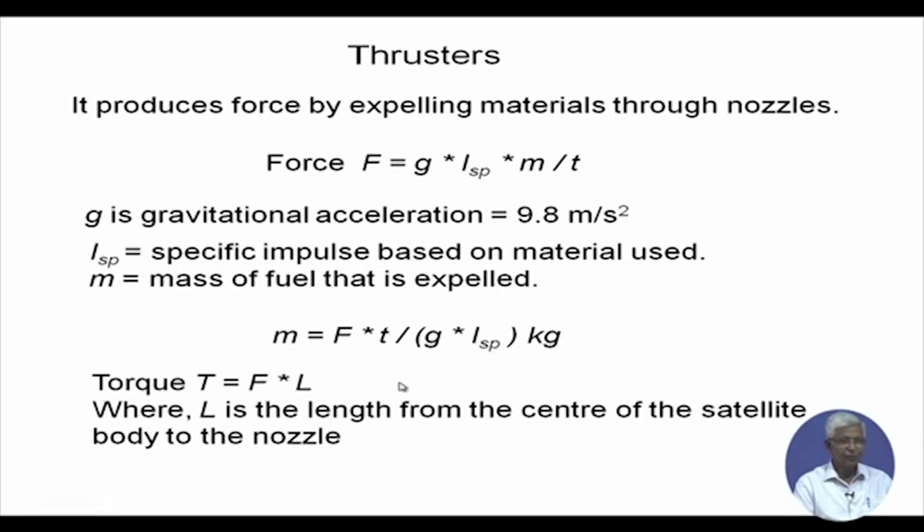Now this force is given at the nozzle point, so the torque is generated. It depends on the length from the center point of the satellite body to that particular nozzle. So this force into this length will be torque. Torque is F into L, where L is the length from the center of the satellite body to the nozzle. That is the thruster.